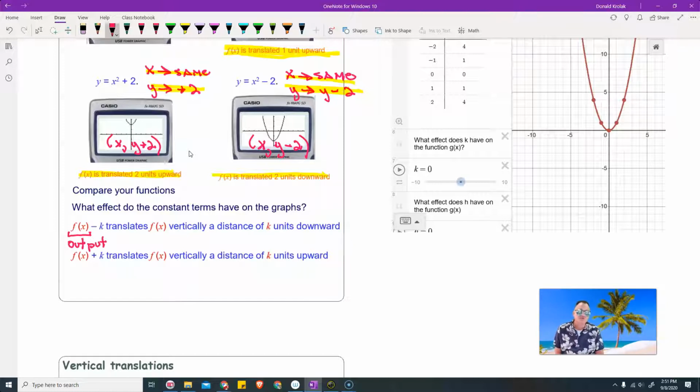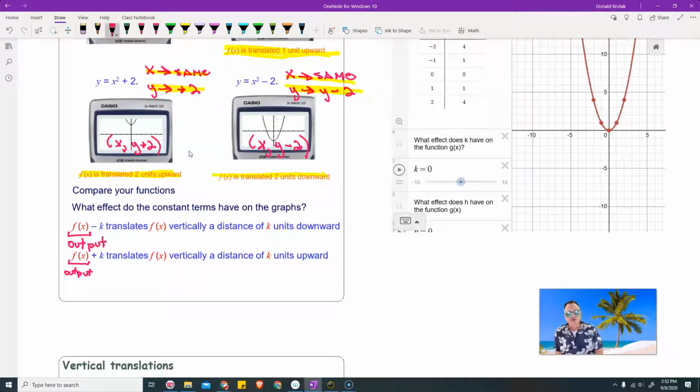So we're subtracting from the output. It's going to translate the graph, whatever we're subtracting, downward. Okay, and then if we add to the output, then it's going to move it upwards. So remember, anytime you see f of x, just think that's the output. What would happen if you took the y coordinate and you added a number to it? It's going to move up.